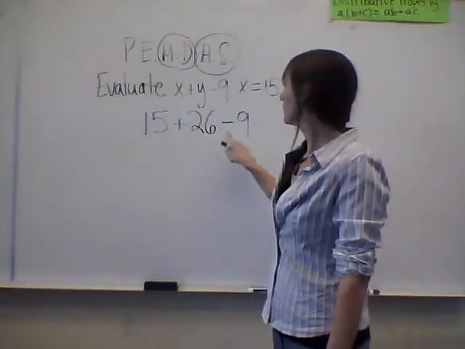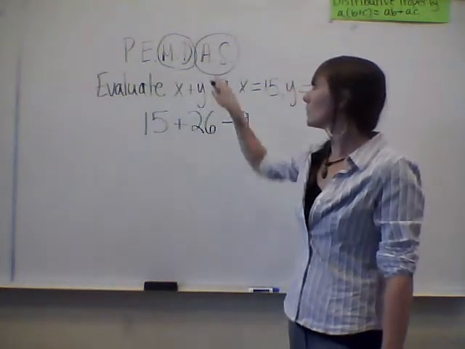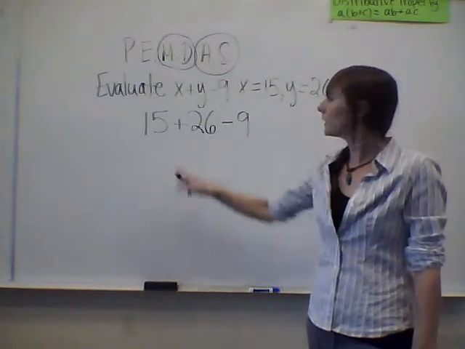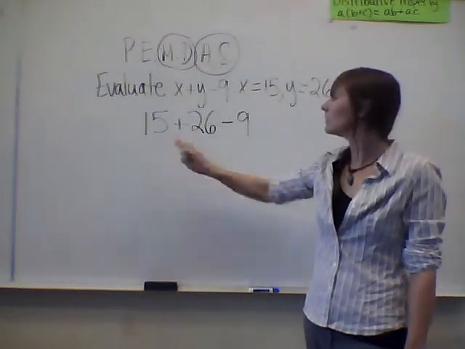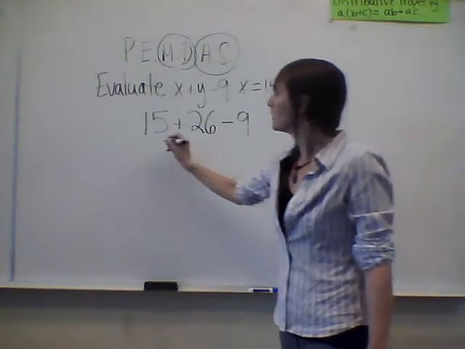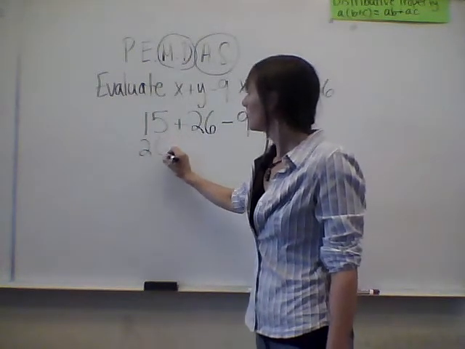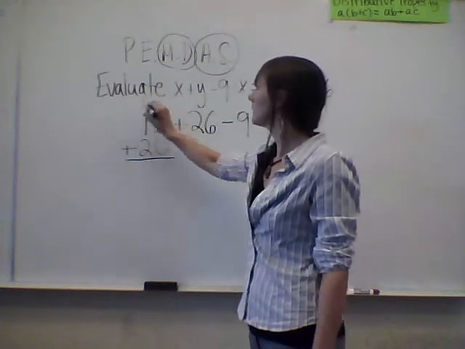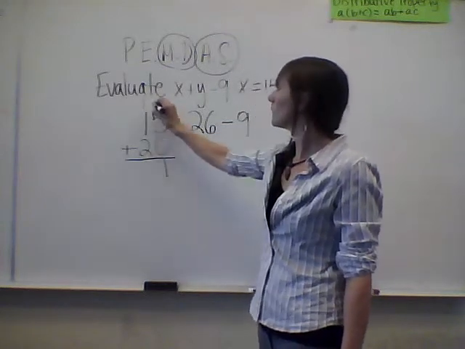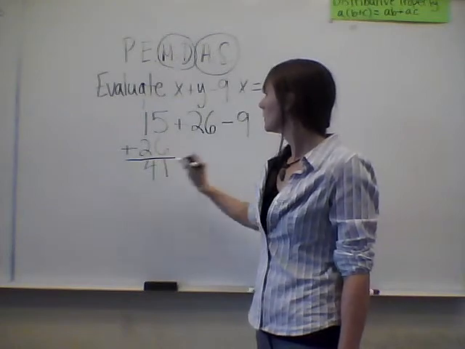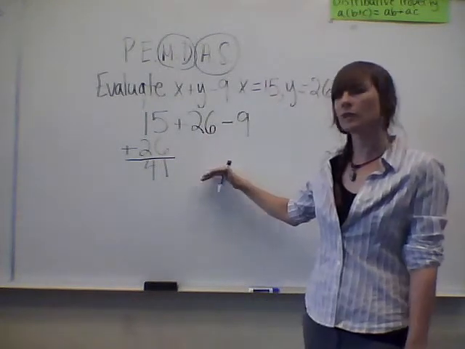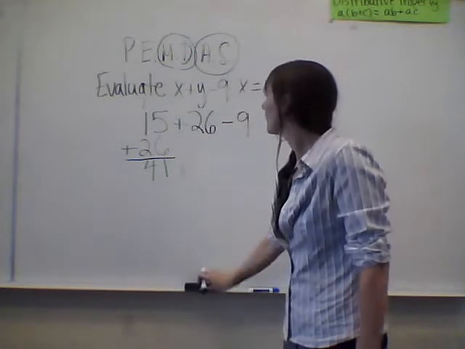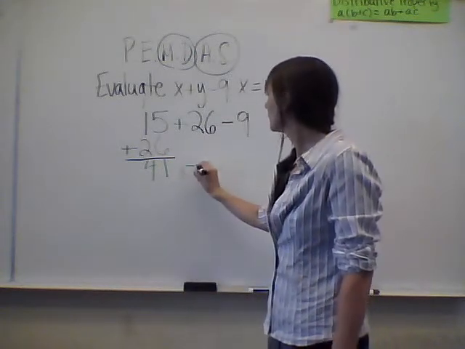So 15 plus 26 minus 9. According to order of operations, you add and subtract, whichever comes first, left to right. We're going to add first, 15 plus 26, line those up. Double-digit addition, 5 plus 6, carry the 1, 2 plus 1 plus 1. Okay, and then bring down the rest of the expression. So you have 41 minus 9.